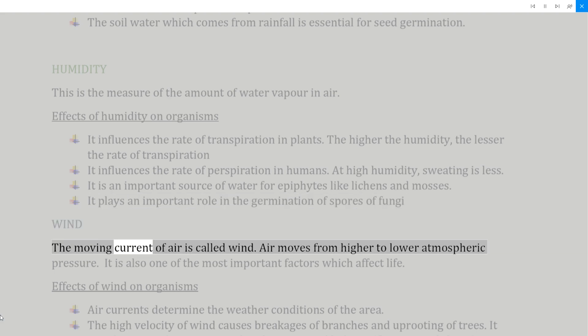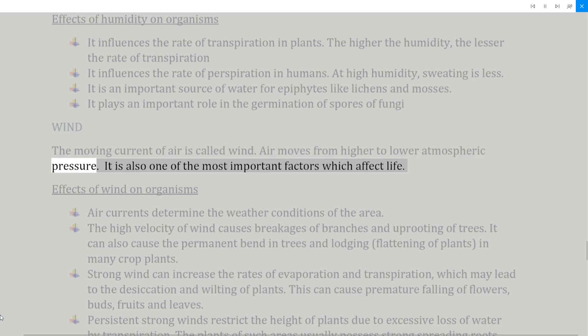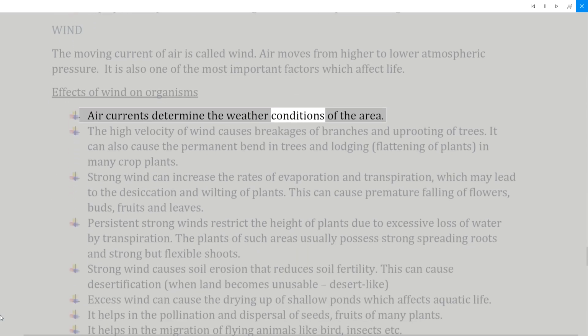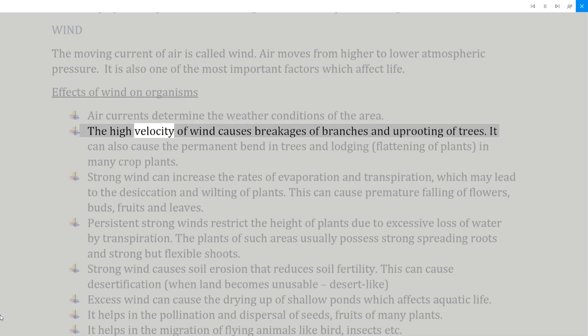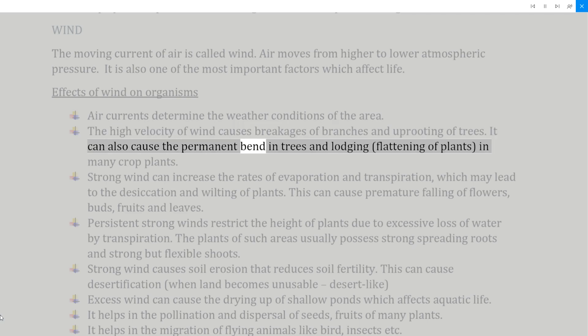Wind: the moving current of air is called wind. Air moves from higher to lower atmospheric pressure. It is also one of the most important factors which affect life. Effects of wind on organisms: air currents determine the weather conditions of the area. The high velocity of wind causes breakages of branches and uprooting of trees. It can also cause the permanent bend in trees and lodging, flattening of plants, in many crop plants.